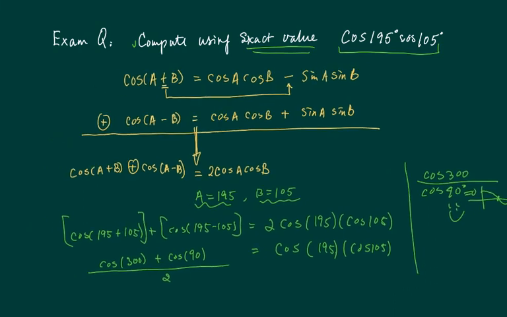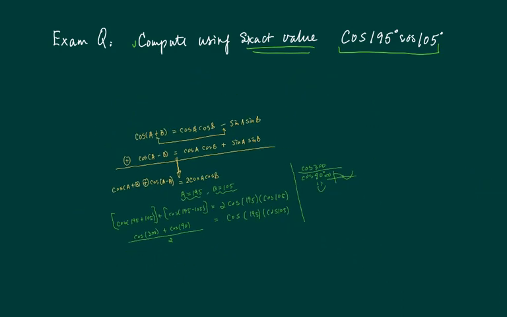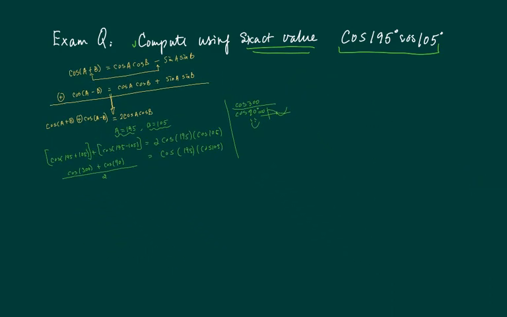Let's simplify a little bit and give us a little more work room here. Basically we're saying cosine of 195 times cosine of 105 is equal to half of cosine 300 degrees. That's a pretty easy one. And then from there, we need to figure out what cosine 300 is. Let me show you the steps here.